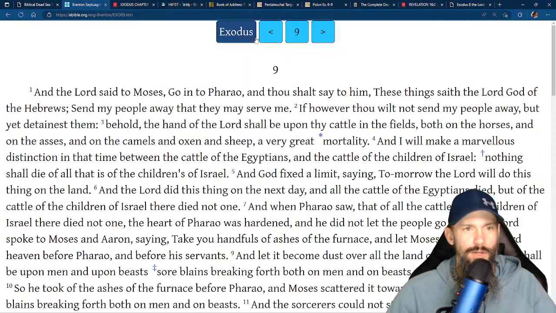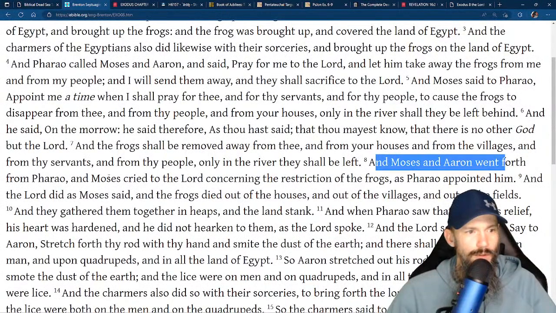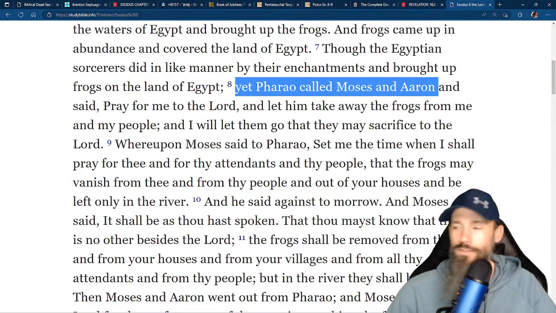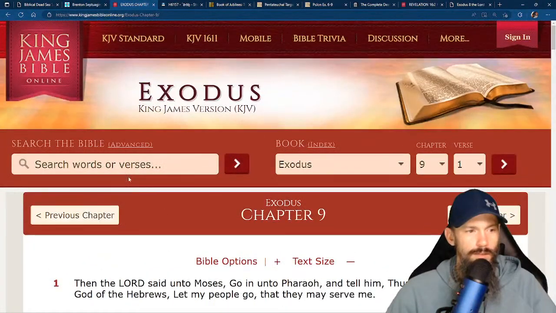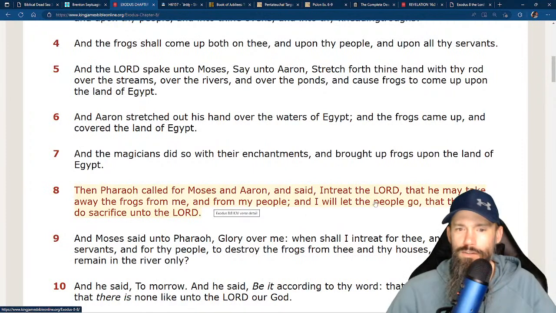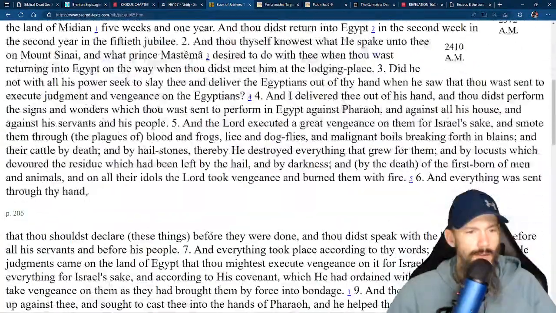Brenton Septuagint: Moses and Aaron went forth from Pharaoh. Moses cried to Yahuwah concerning the restriction of the frogs as Pharaoh appointed him. Yep. Brenton does not match. The Thompson matches what you got. Exodus 8:8. Take away the frogs. Entreat. Yep. Interesting. Thank you for bringing that up.